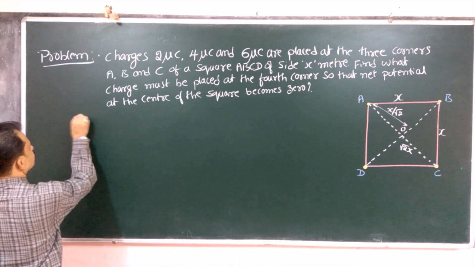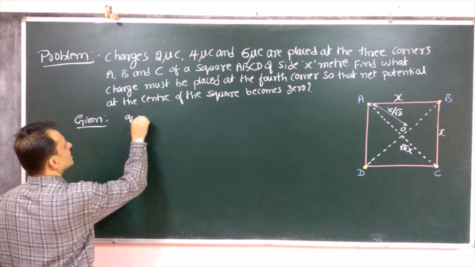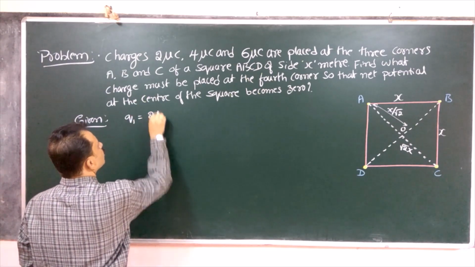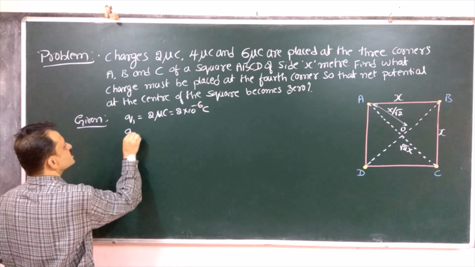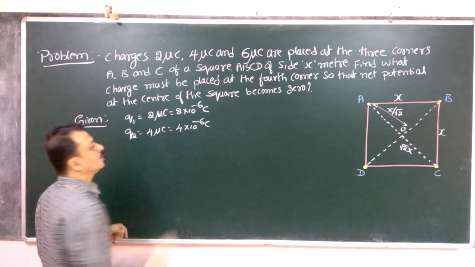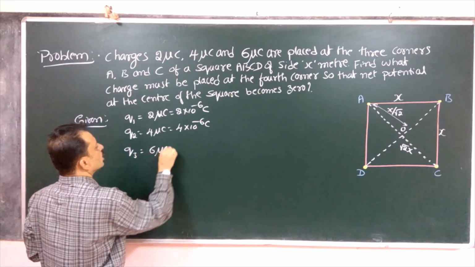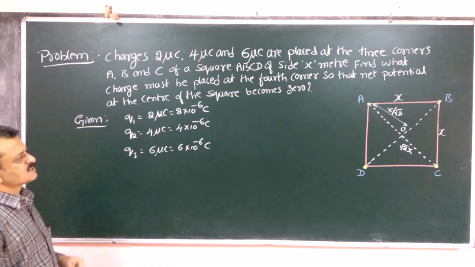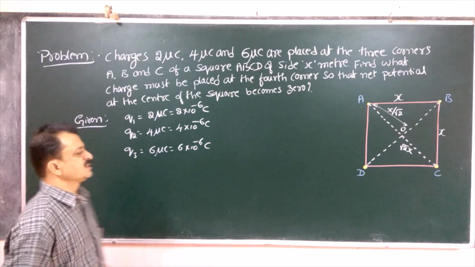So given Q1 is given, or QA, if you take QA or Q1, doesn't matter. Q1 is equal to 2 microcoulomb, that is 2 into 10 to the power of minus 6 coulomb. Q2 is given, that is 4 microcoulomb, that is 4 into 10 to the power of minus 6 coulomb. And third charge, Q3, is equal to 6 microcoulomb, that is 6 into 10 to the power of minus 6 coulomb. Now each side is x ಅಂತ ಕೊಟ್ಟಿದಾನೆ, and distance from center to the vertices.